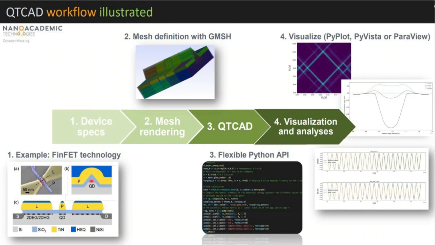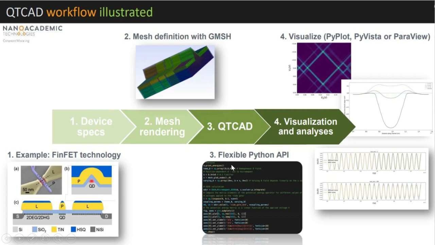If we talk about the QTCAD workflow, typically the user will first select a spin qubit technology, which could be based on different types of semiconductor devices. Once the technology is selected, it is necessary to create a 3D representation of the structure. And this could be done by GMSH. GMSH is a third-party open source meshing software, which also has computer-aided design capability and a graphical user interface. Once the image is generated, it can be imported into QTCAD through our flexible Python API.